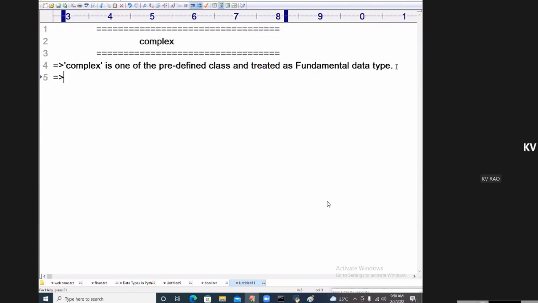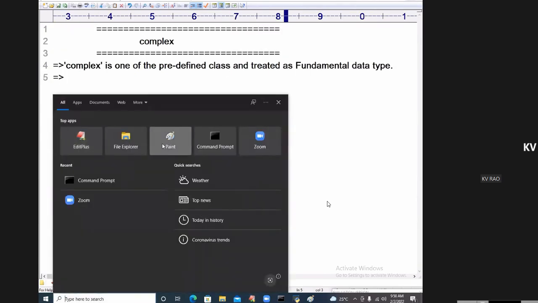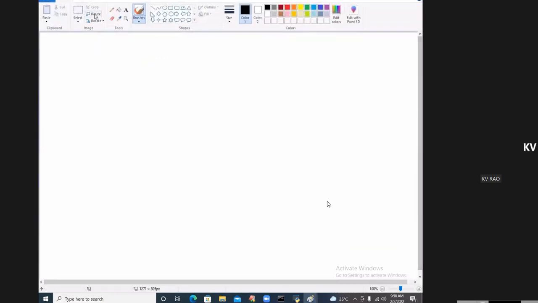What is the use of that? Now I want to say, my dear students, one of the simple areas where we have already used it is in our school level mathematics.